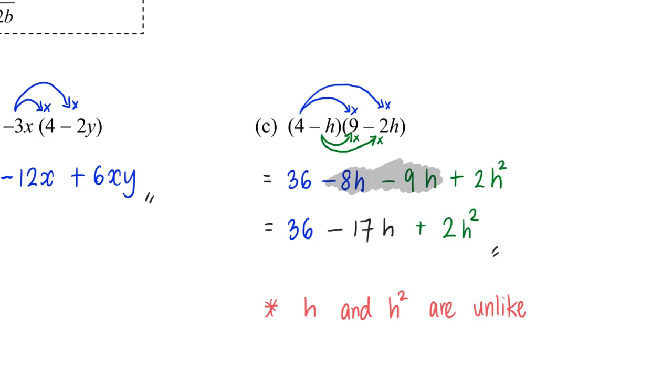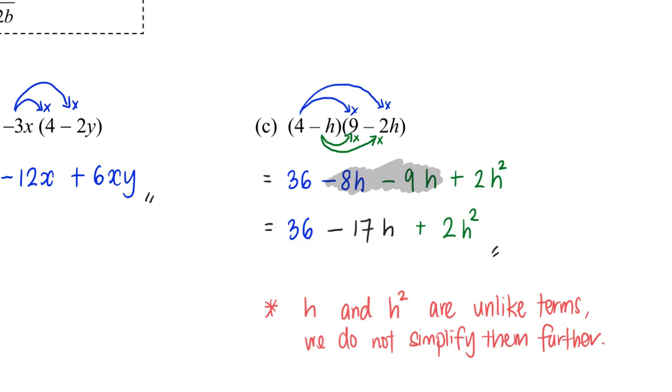unlike terms. So we do not simplify them further, okay? Because we cannot simplify them further. They are unlike terms. We only simplify the like terms.